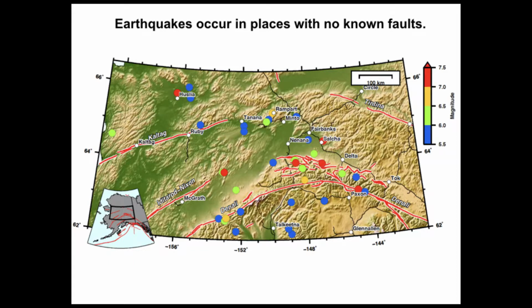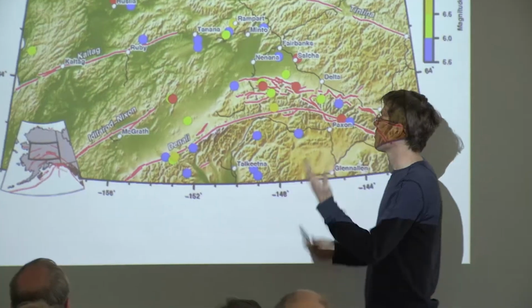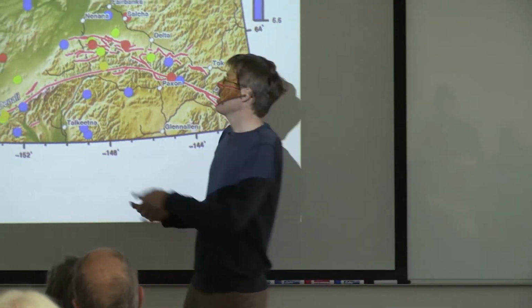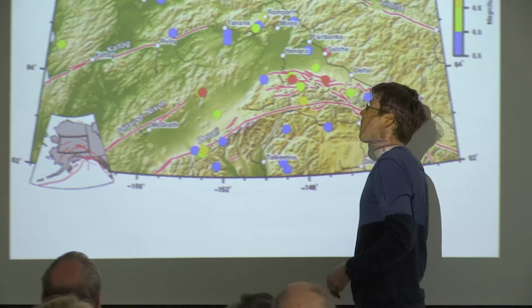Finally, these red lines show the mapped active faults in Alaska: the Denali Fault here, the Tintina Fault, the Kaltag Fault, the Iditarod-Nixon. There are other small faults in here. Here's a magnitude 7.3 in Huslia.